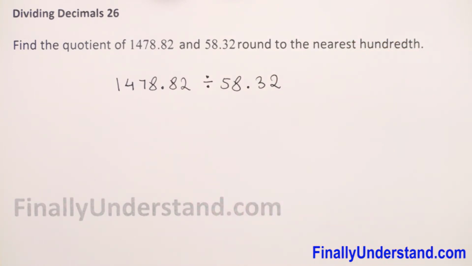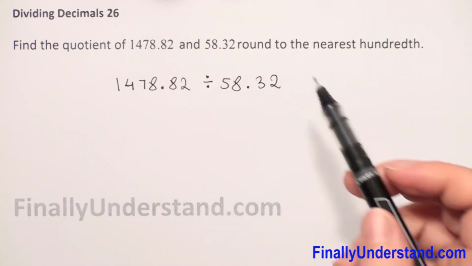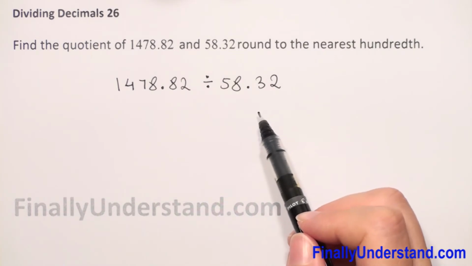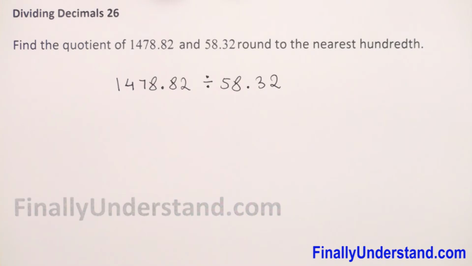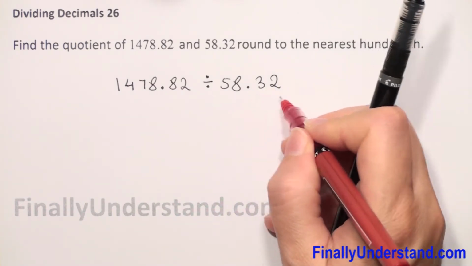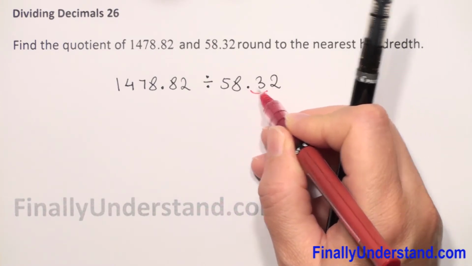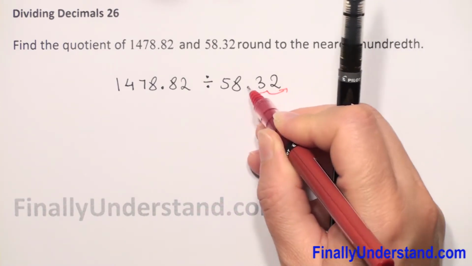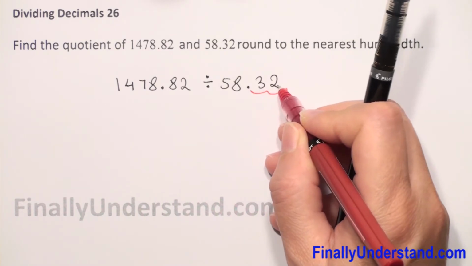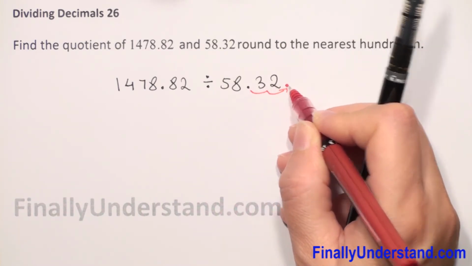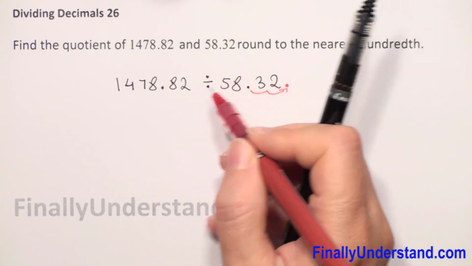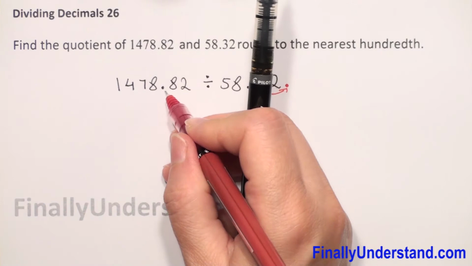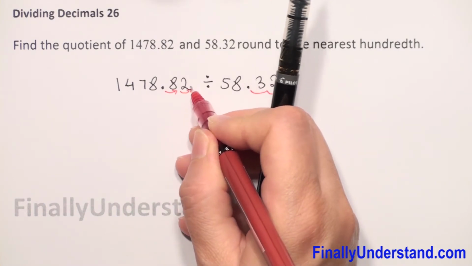58.32. So first, to do long division, we need to have our divisor be a whole number. At this moment, we have a decimal number. So we will move the decimal point how many times? 2, because we have 2 digits after the decimal point. So we move our decimal point 2 digits. Now we will have a whole number in our divisor. Whatever we did with our divisor, we have to do with our dividend. So we move our decimal point 2 times.